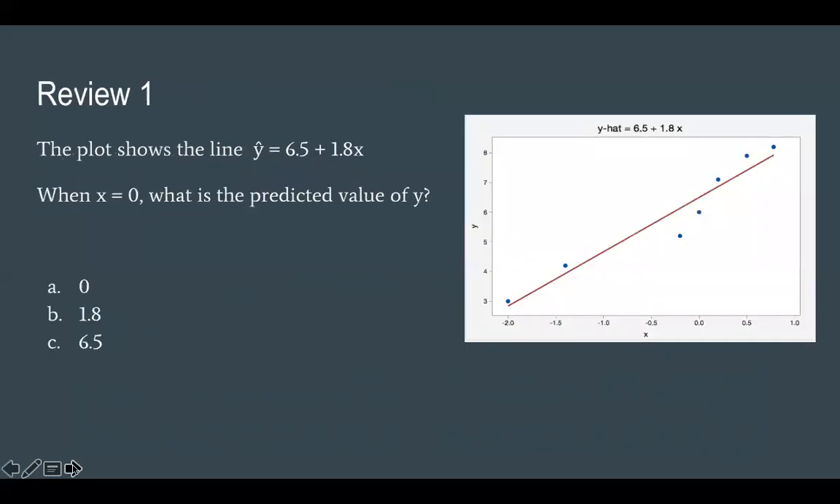Okay, so on to the first review question. The plot shows the line, the estimated value of y is equal to 6.5 plus 1.8 times x. When x equals 0, what is the predicted value of y?